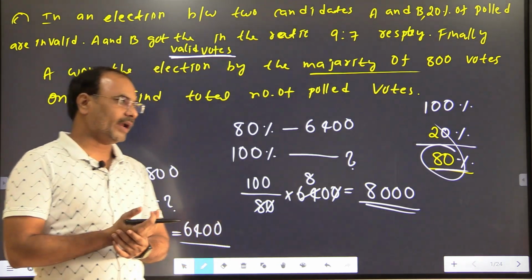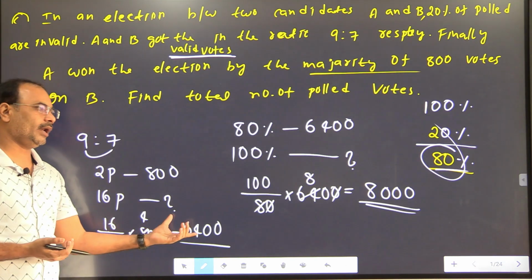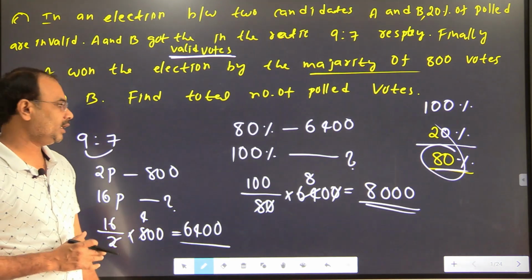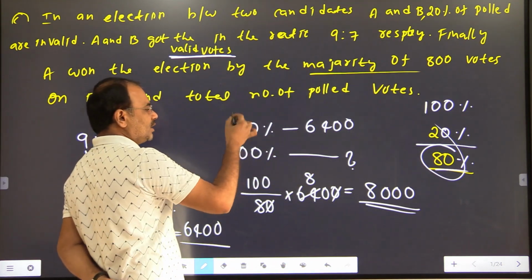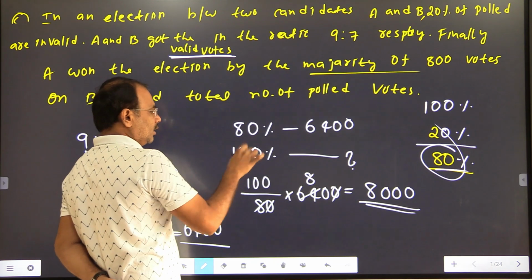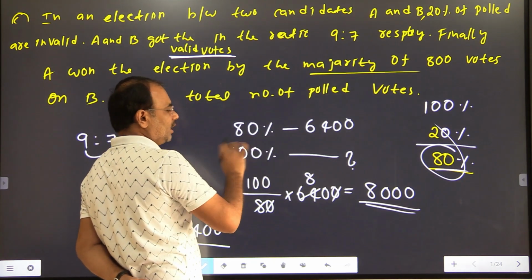So I found the valid votes, that is 6400, which is nothing but 80%. If 80% is 6400, then 100% is how much? Whether parts are given, percentage is given, or value is given, this won't change.